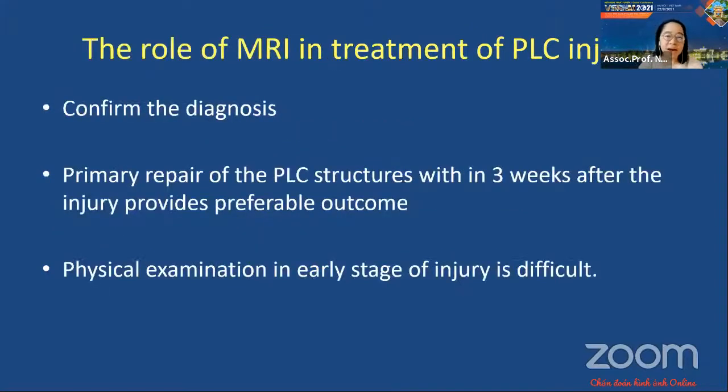Okay. So for MRI, the role of us as radiologists is that we need to confirm the diagnosis. We may need primary repair of this structure if the injury occurred within 3 weeks, and that will provide a favorable outcome, because physical examination during this stage will be overwhelmed by the instability of the cruciate ligament injury, and it's very difficult. So our role is to identify these structures.